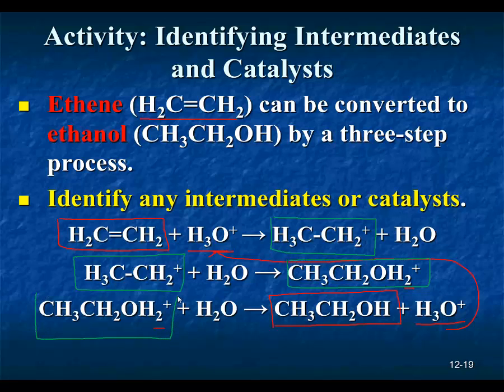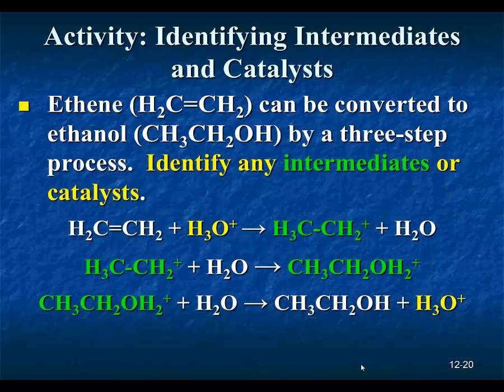So I actually have 2 sets of intermediates, and I have 1 catalyst here. That was the hydronium ions. So make sure you can identify when you have your catalysts as well as your intermediates. Here I've shown my catalyst in yellow and my intermediates in green for your reference.